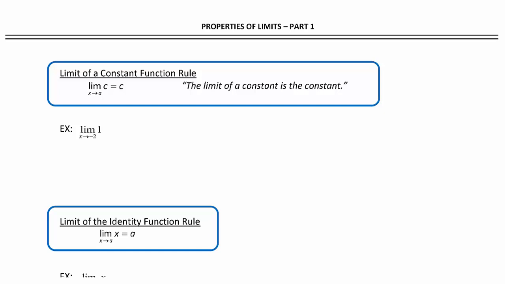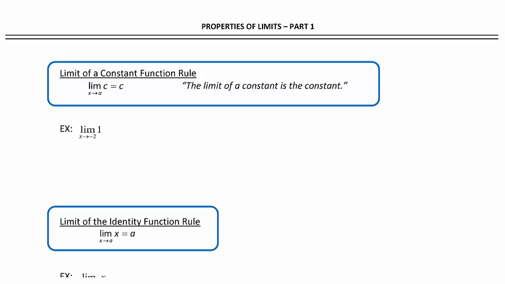This is the first of two videos introducing our properties of limits. Sometimes these are called limit rules or limit laws. Our first one is the limit of a constant function rule. This rule says the limit as x approaches a of c is equal to c.